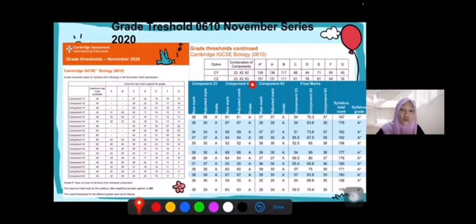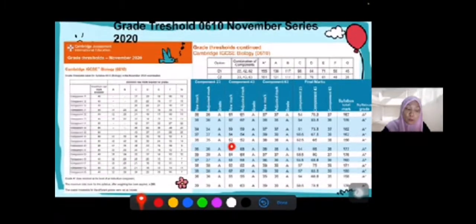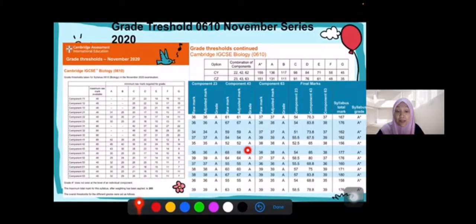Okay, component 4-3. Most of student ni dia dapat berapa? 61 out of 80. 67, 59, 54, 52 also masih dapat A untuk component 4-3. Because untuk dapat A for component 4-3 tadi kita tengok hanyalah 43. Dapat separuh betul dah dapat A you all. Boleh lah kan? Alright. Kalau paper 6, they get a lot of mark out of 40. Seems like everybody able to answer paper 6 like seriously okay.